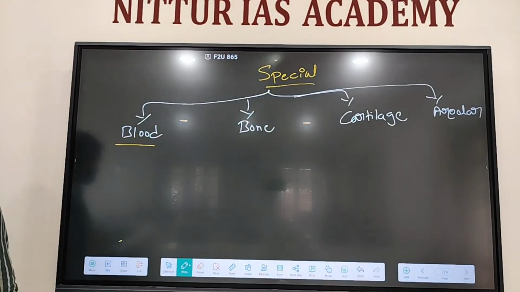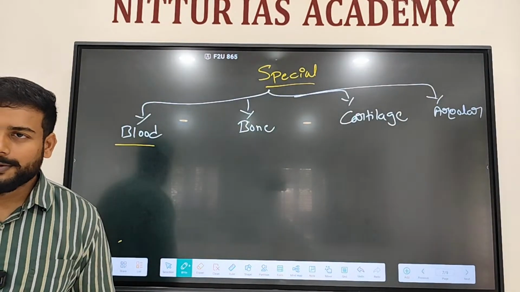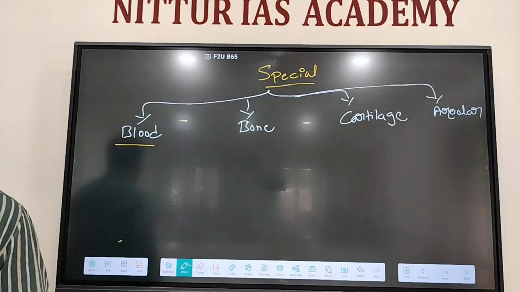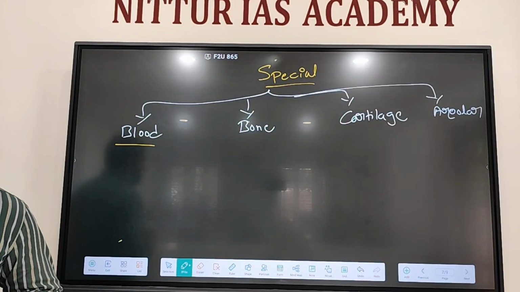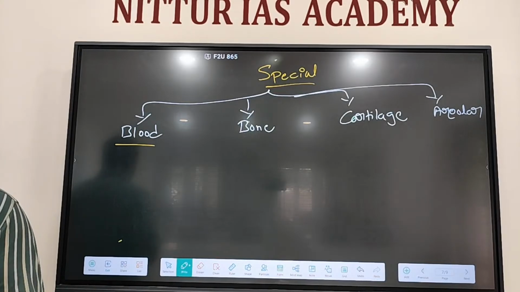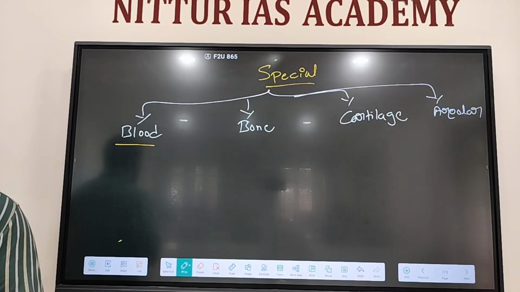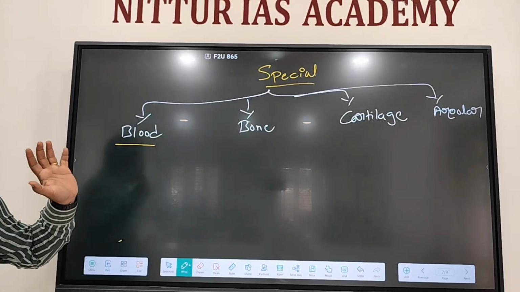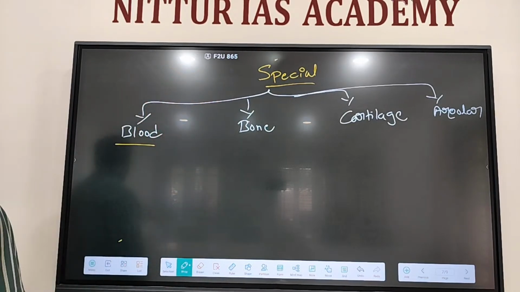Blood. Blood is made by the composition of many different types of cells, many different types of nutrients. Blood is made up of red blood cells, white blood cells, platelets, and plasma is also there. Blood is the fluid connective tissue or special connective tissue.